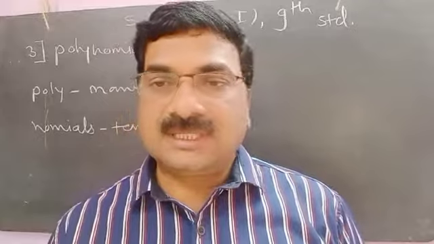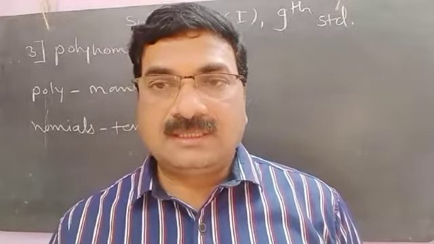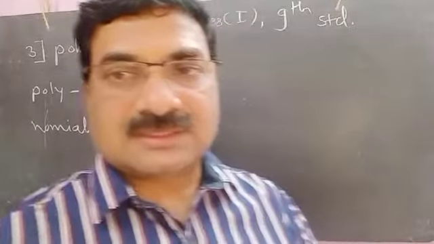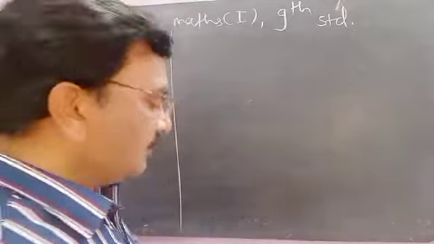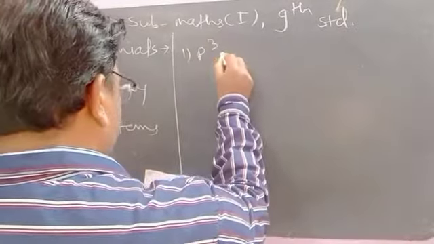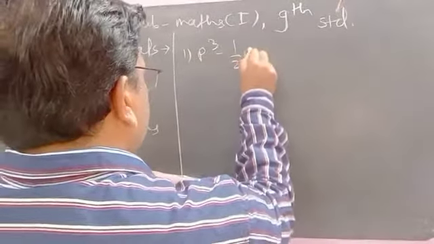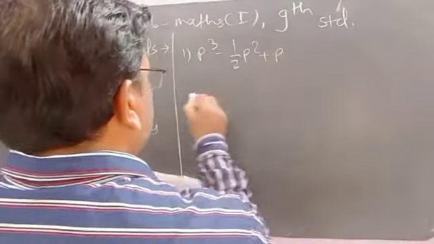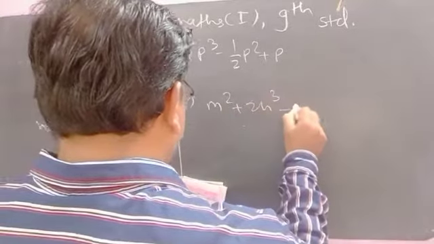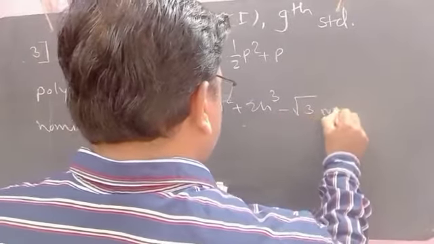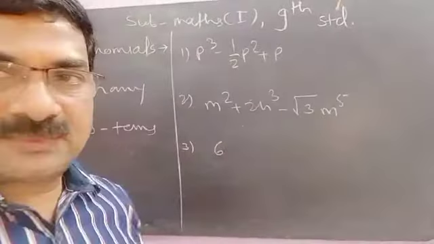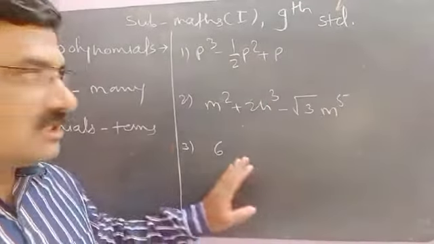Last year, we have studied the expressions. For example, there are different expressions. I will write down those expressions from your textbook on the blackboard. See, those expressions are p cube minus half p square plus p, m square plus 2n cube minus root 3 m raised to 5, and 6. All these are the expressions.